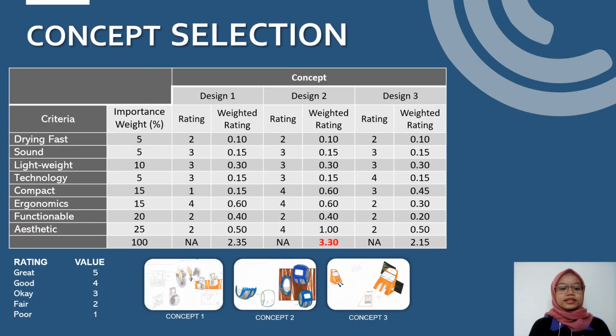Concept design has been made. The final design will be selected using the weighted decision matrix method. It shows that design concept 2 has the highest weighted rating, which is 3.3. It shows that design concept 2 is more compact, ergonomic and aesthetic than design concept 1 and concept 3. Concept 3 has the highest rating in technology because it has an automatic hand sanitizer.